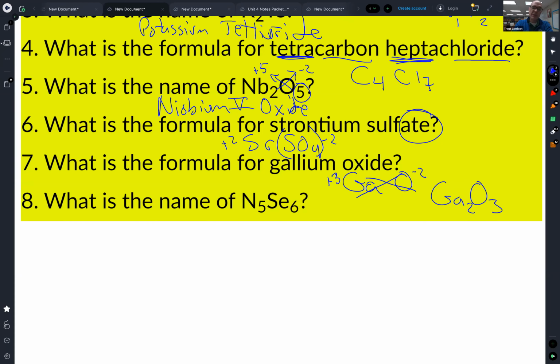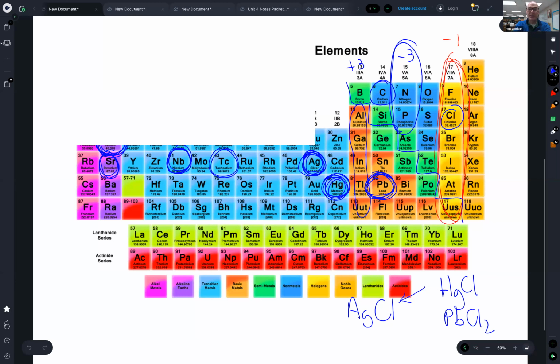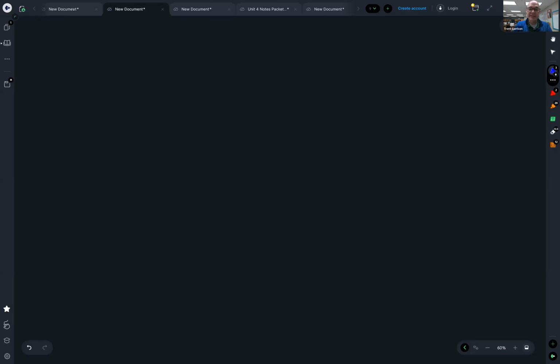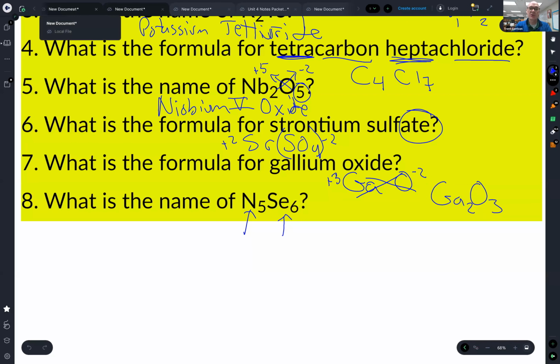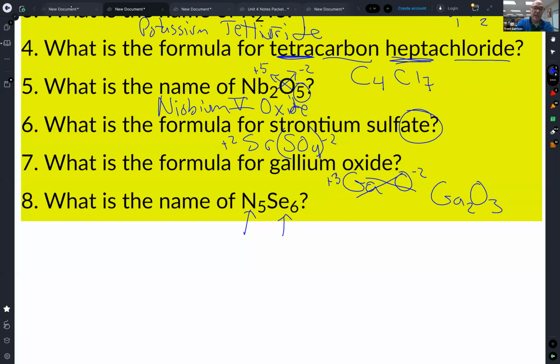Now, as far as the name of this compound, that's nitrogen, that's selenium. Let's go and see if nitrogen is a transition metal. It's not. It turns out nitrogen is a nonmetal. And so is selenium. Selenium is also a nonmetal. So when you see two nonmetals together, that means you're going to have to use prefixes.